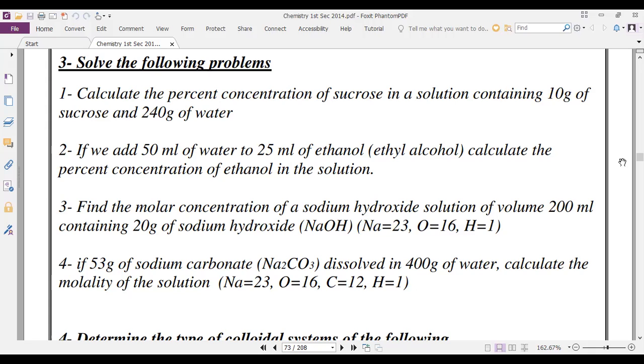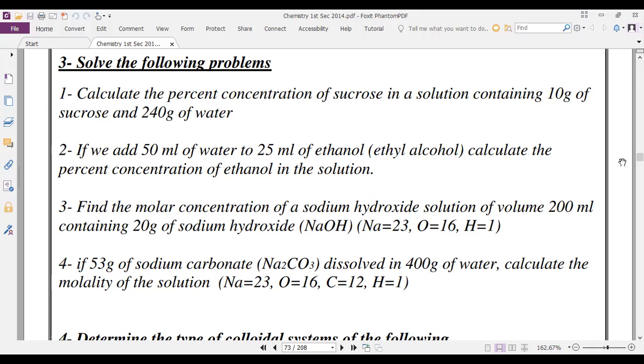Question number three, I will get the molar mass of sodium hydroxide. 23 plus 16 plus 1, it will be 40 gram. Then I will get the number of moles in 20 gram of sodium hydroxide. It will be 20 over 40, which is 0.5 mole.